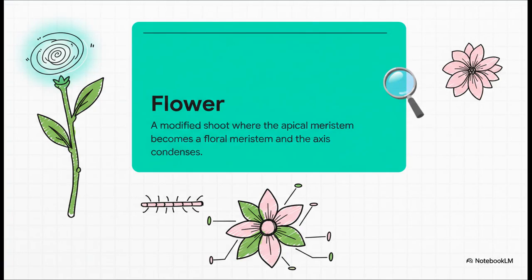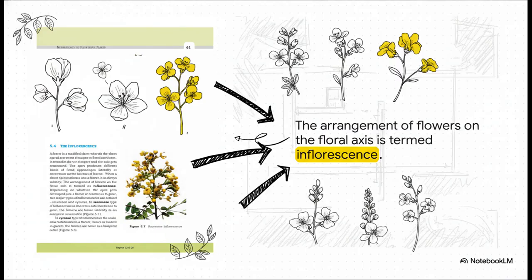Okay, so what does that actually mean? Well, think about the tip of a stem that's programmed for growing taller and making leaves. That's called the apical meristem. At some point, it gets a whole new set of instructions. It literally transforms into a floral meristem. The stem stops elongating, everything gets condensed, and instead of making leaves, bam, it starts producing the specialized parts of a flower.